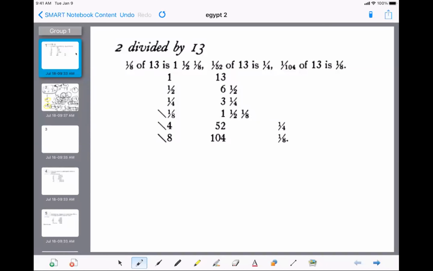Now I want to show you an advanced technique for division. And I'm going to utilize as an example how to do 2 divided by 13. And this is pretty tricky.